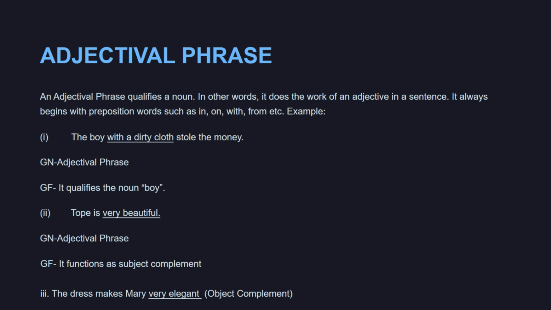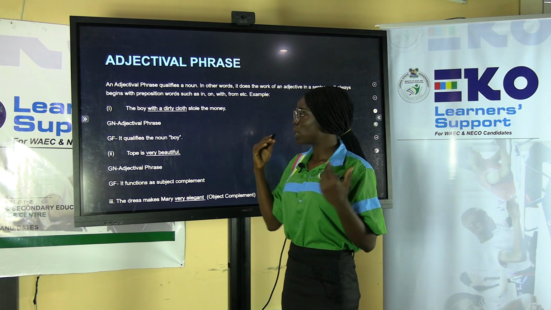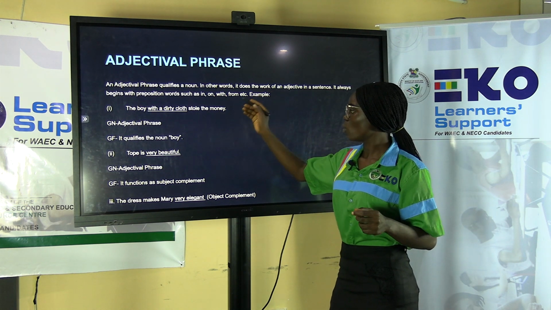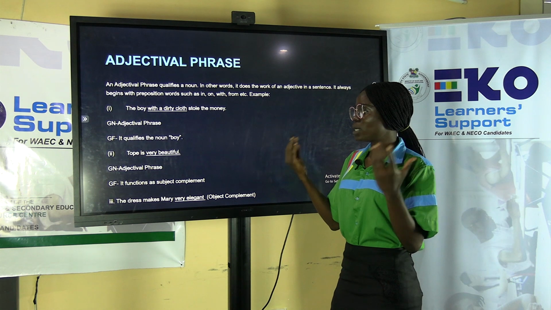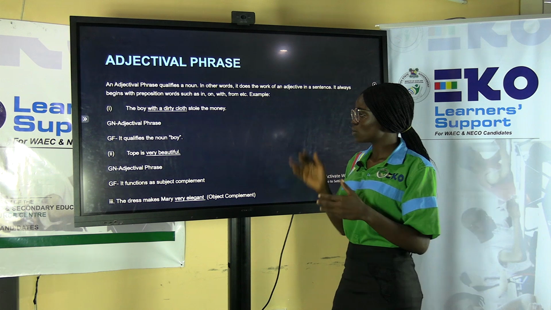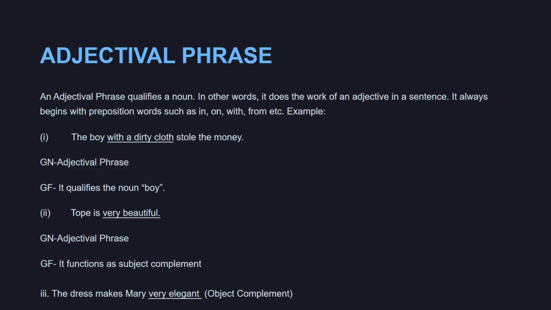And what does an adjective do in a sentence? What's the function of an adjective? An adjective phrase always begins with preposition words such as in, on, with, from. These are the ways adjective phrases are introduced in a sentence. So take note of these prepositions: in, on, with, from. These are examples of the prepositions that are used to introduce adjective phrases.